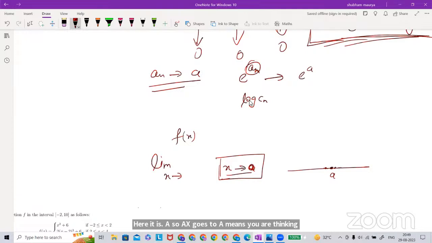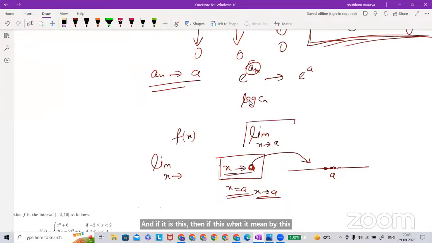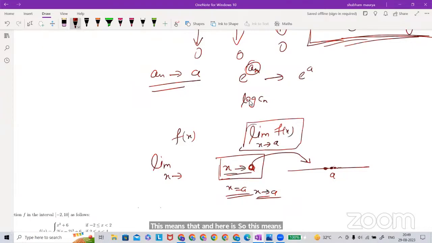Either it could be from the left side or the right side. So this means you are talking about the real number which is around a. Not exactly a, it is around a. That's the meaning here. This is not exactly a; you are talking about the real number around it. And what this sign means is x approaching a, and here f(x) is there.